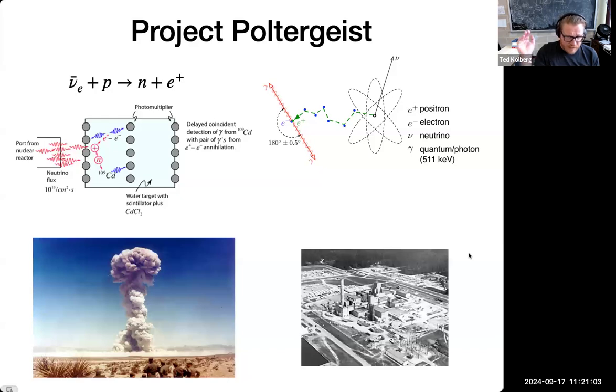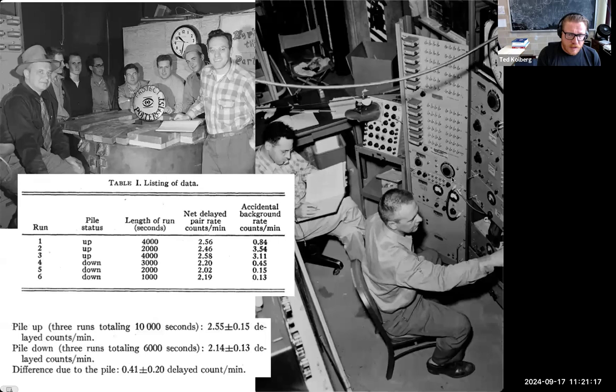And if they saw an excess of events when the reactor was on relative to when the reactor was off, that would be strong evidence that they were capturing neutrinos from the reactor and producing these triple coincidences. So that's what they did. In 1953 at Hanford, they got a 2 sigma result. Then they moved the whole thing to Savannah River and ran in 1955 and 56, which confirmed their results at a high level of significance. So this is considered to be the direct observation of the neutrino.